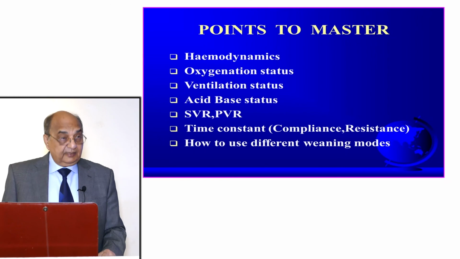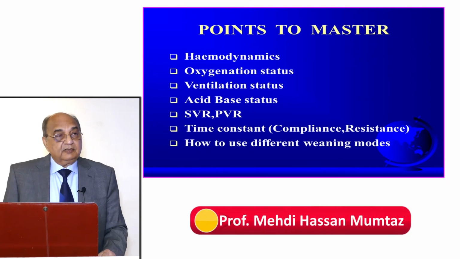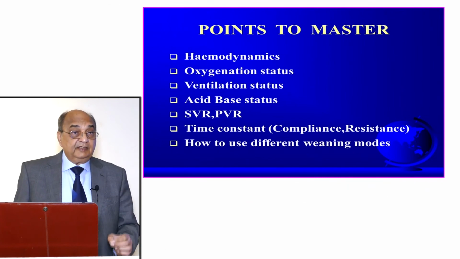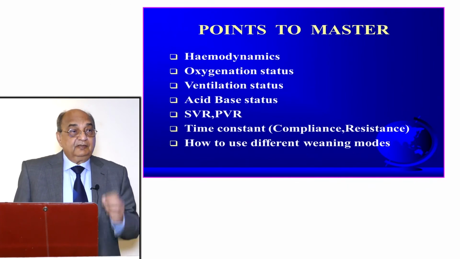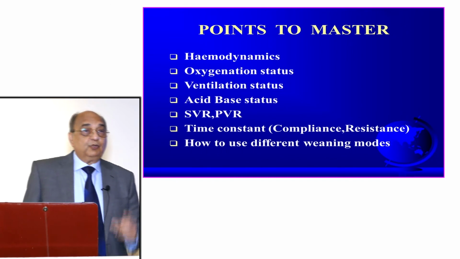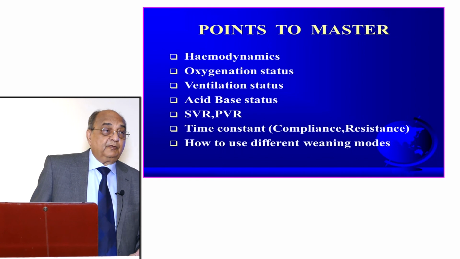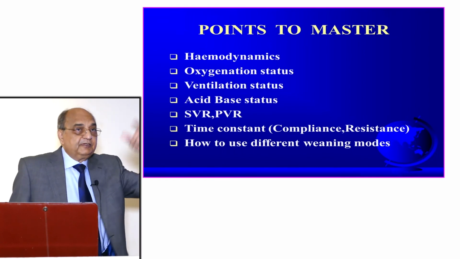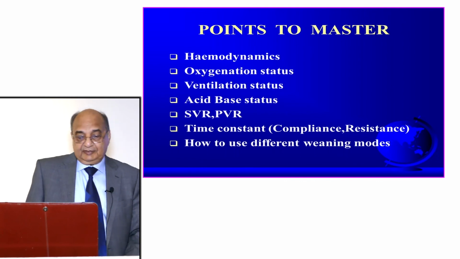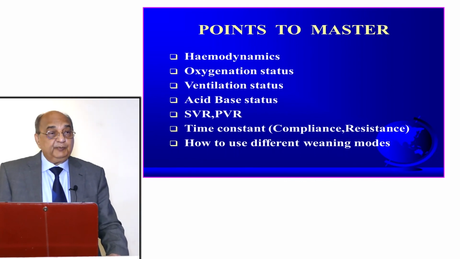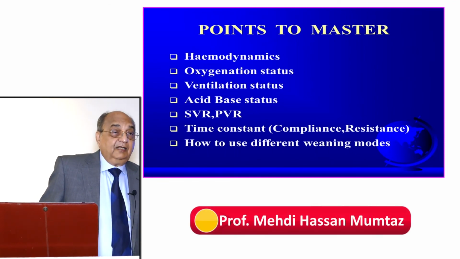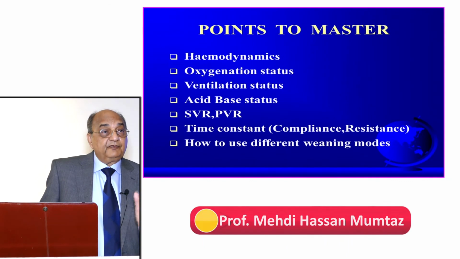Then acid-base status should be normal. Systemic vascular resistance and pulmonary vascular resistance should be measured and should be kept as near to normal as possible. Time constant, it means you look at the compliance and the resistance offered by the patient by looking at the loops also on your screen. It will give you a lot of information. And how to use different weaning modes also. You have got a big list, and you should know how to use different modes for weaning.